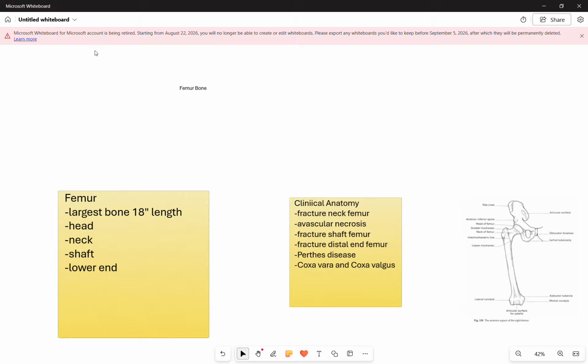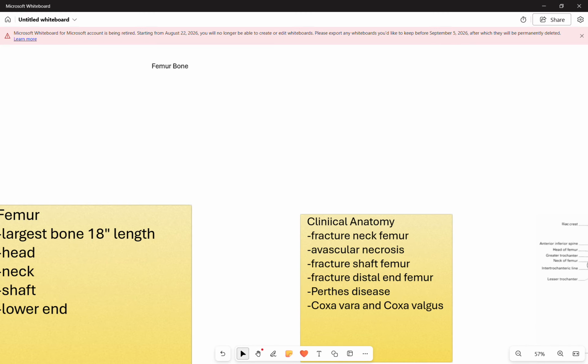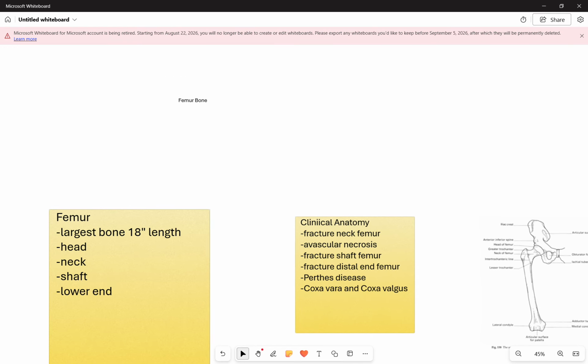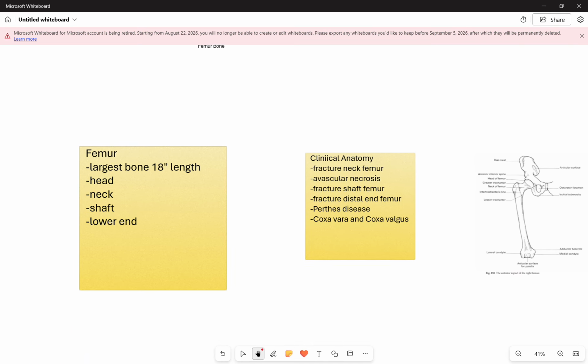Bismillahirrahmanirrahim. This presentation is regarding the femur bone. Femur is the largest bone. It's about 18 inches in length. We'll discuss the head of the femur, the neck, shaft, and the lower end of the femur.